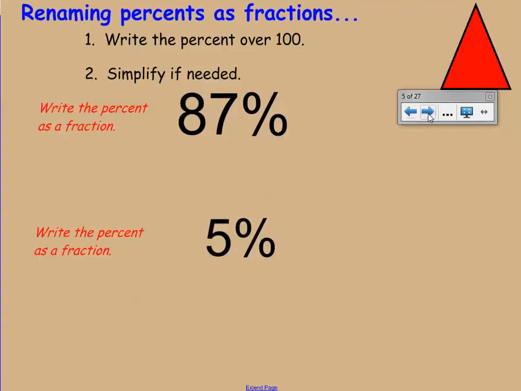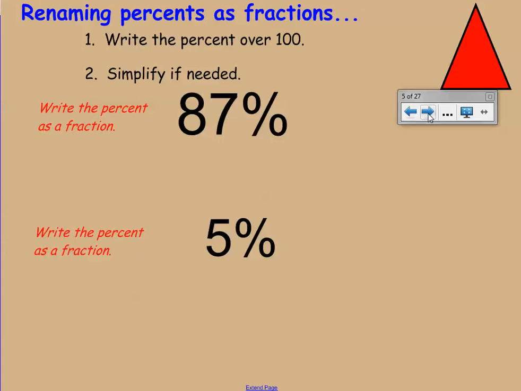What we're going to be doing today is renaming percents into fractions. We're also going to be renaming percents into decimals. So on the left-hand side, we're going to start with renaming percents as fractions. Our two steps: you're going to take whatever your percent is and write it over 100, because percent means out of 100. Then you simplify if needed.